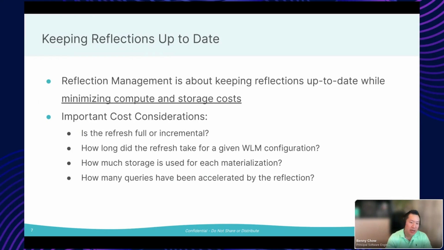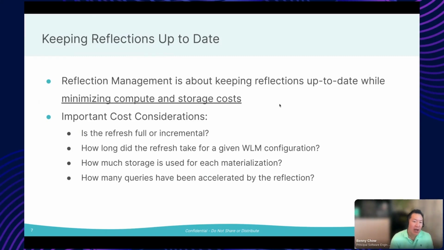Another important aspect, obviously, is whether the reflection is actually being used. You do all this work to materialize it, so you need to know the impact of this reflection on user queries. The impact is not just that it accelerates queries when used, but there could also be a negative impact when, for example, there are too many reflections in your system and you spend too much time considering matching and not using the reflection. So you need to know about that as well.